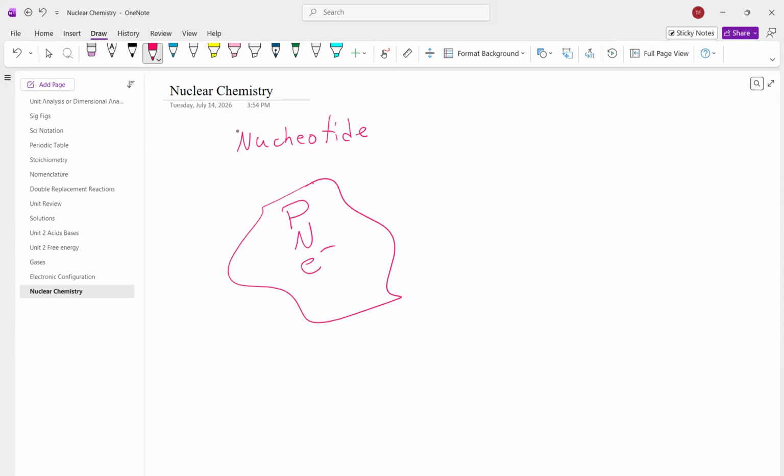Okay, the way we're going to notate the nuclear chemistry side, for example, we're looking at carbon. Look on the periodic table up here, it has 6 protons. And the most common isotope of carbon is 6 neutrons. So that's carbon 12.